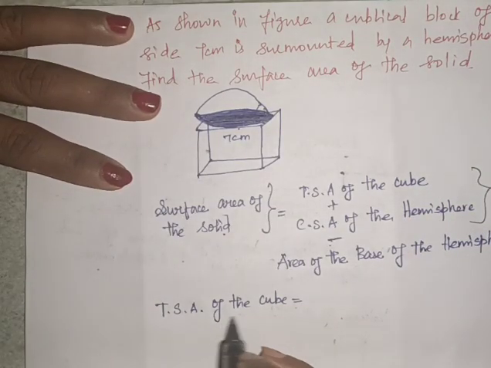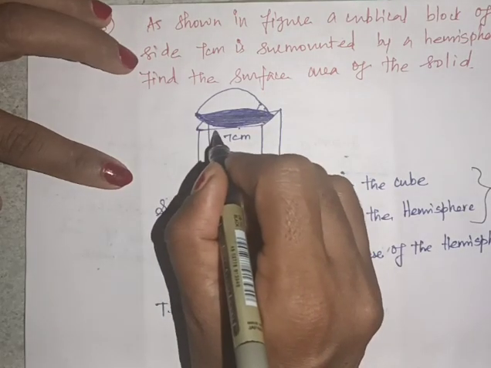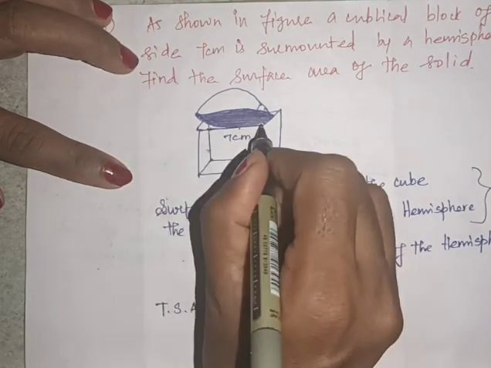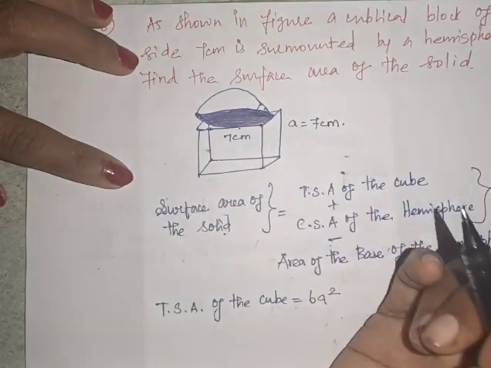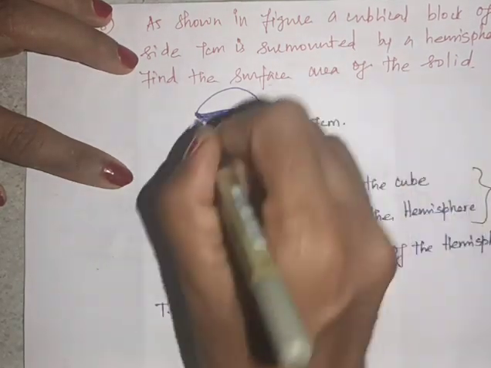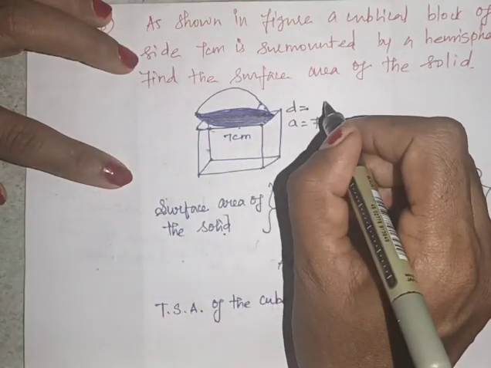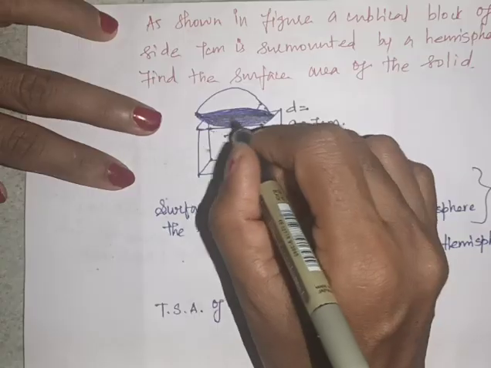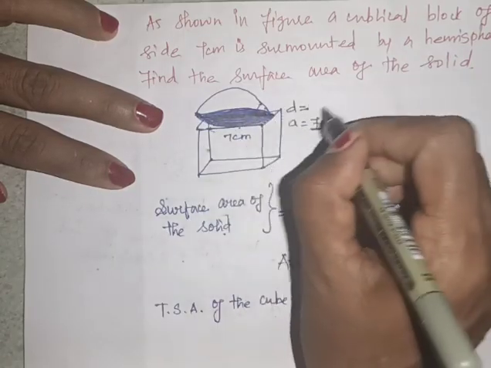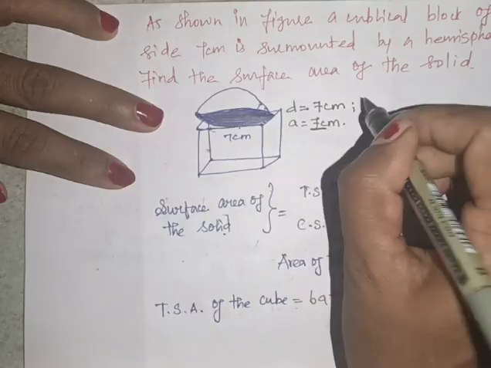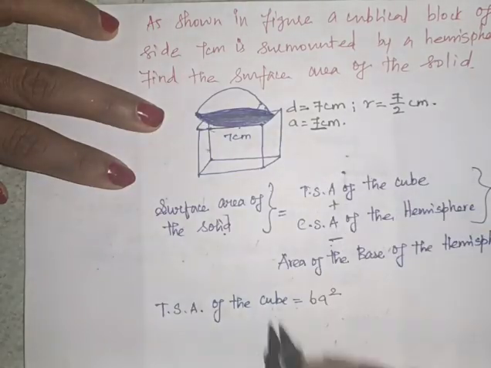Total surface area of the cube, formula 6a squared. In this question, the side is given 7 cm. A value is equal to 7 cm. Then a is the diameter of the hemisphere. 7 cm is the diameter of the hemisphere. This is also 7 cm. Then its radius r is equal to 7/2 centimeter.